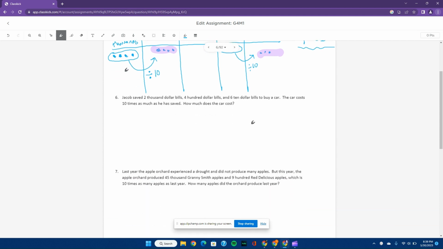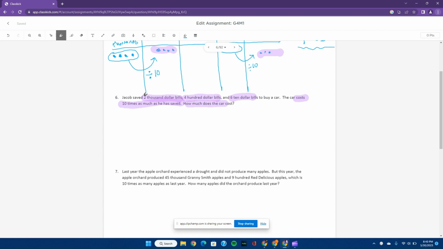Number 6 says Jacob saved, this is probably important here, $2,000 bills, 400 bills, and 6 $10 bills to buy a car. The car costs 10 times as much as he has saved. How much does the car cost?